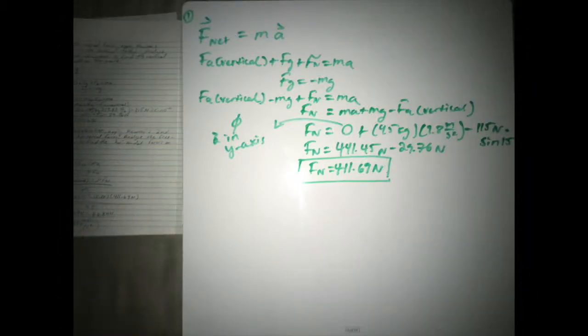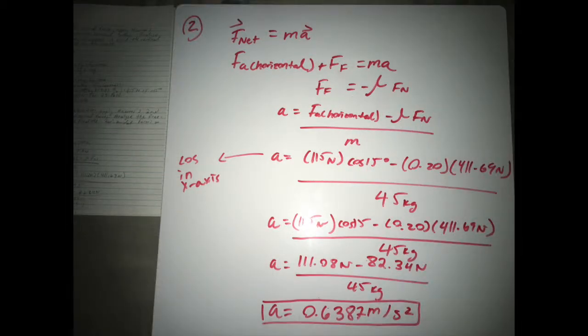You have to now find the normal force, and you have to apply Newton's second law to the vertical forces. Analyze the free body diagram to find all of the vertical forces that act on the crate. To find acceleration, apply Newton's second law to the horizontal forces. Then analyze your free body diagram to find all the horizontal forces that act on the crate.